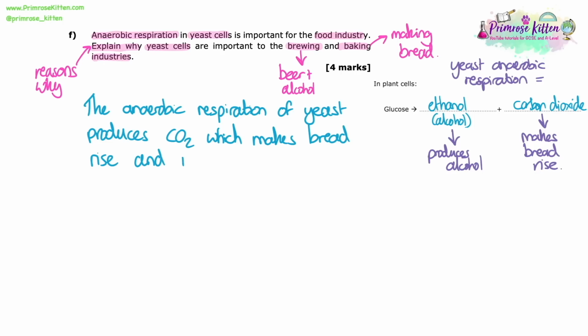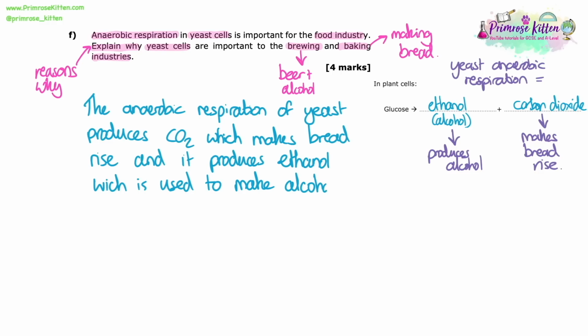The anaerobic respiration of yeast produces carbon dioxide, which makes bread rise, and it produces ethanol, which is used to make alcoholic drinks. There we go. That's it. It's actually just one sentence, but it will get us 4 marks. And this is really just kind of content recall that we should have learned when we learned about fermentation.